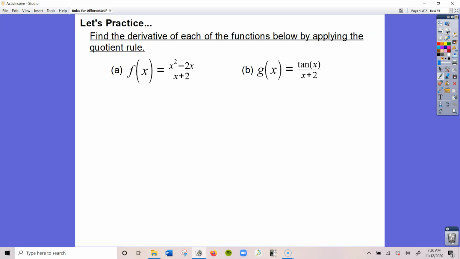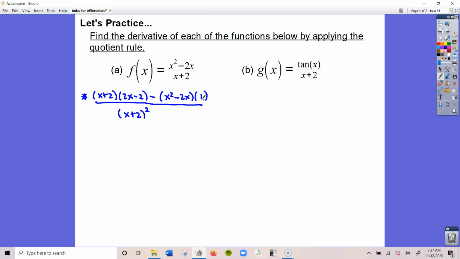Let's try a few more problems here. We're going to use the quotient rule for these two, obviously, because there's no other choice. For f of x, we have x squared minus 2x over x plus 2. So here we go. Low, x plus 2, d high, 2x minus 2, less high, x squared minus 2x, times d low, which is just 1. And everything is over x plus 2 squared.